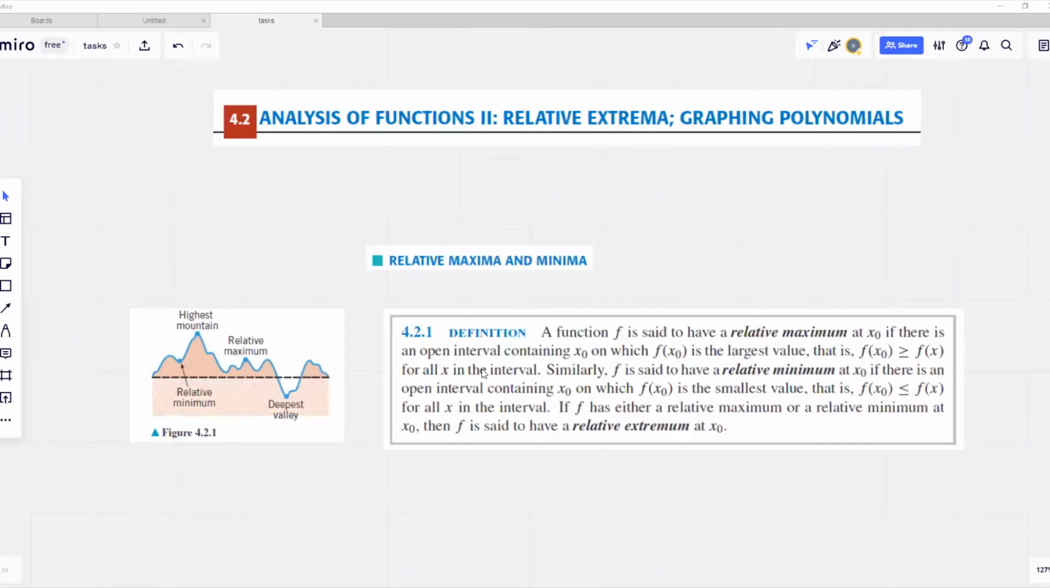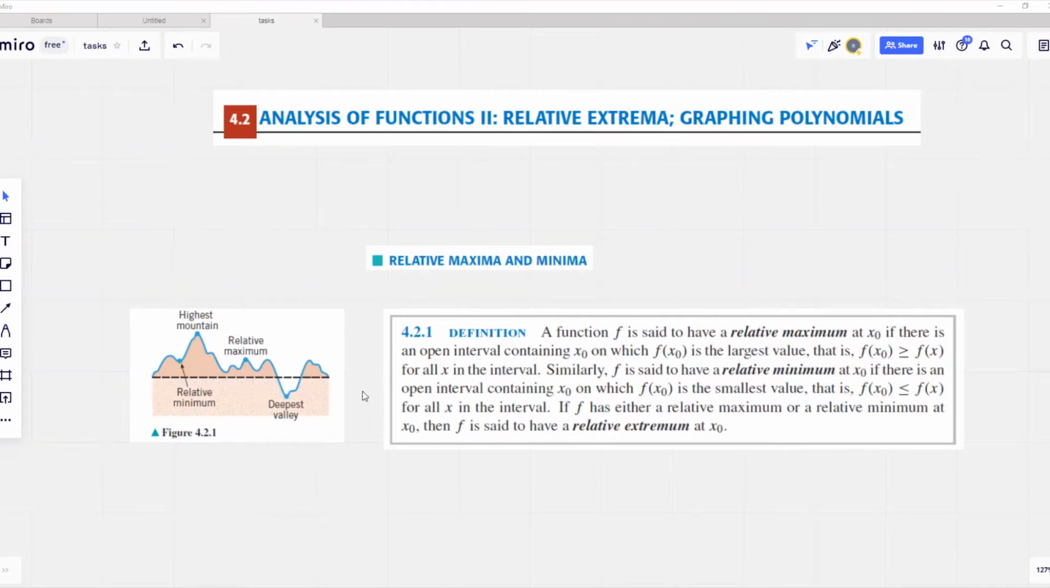Welcome, guys. In this video, we are going to study section 4.2 on relative extrema points. These are local minimum and local maximum points, and then we are going to apply the techniques that we have learned so far to graph polynomials. We'll talk about global or absolute extrema points in section 4.4.